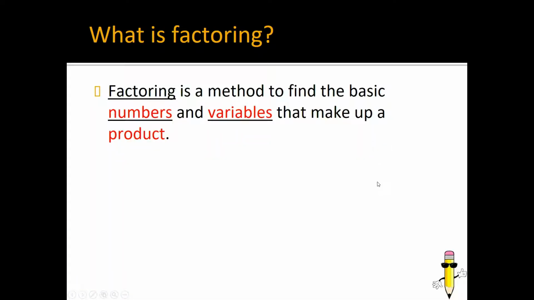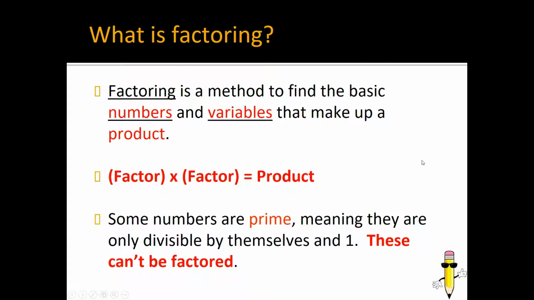So, what is factoring? Factoring is a method to find the basic numbers and variables that make up a product. So another way to look at it is you've got factor equals the product. Think of it also like binomials, so this could be a binomial times a binomial to get the final product, the final thing that we have. Some numbers are prime, meaning that they are only divisible by themselves and 1. These cannot be factored. So when we're talking about prime numbers, I just want you to go back to what some of our prime numbers are, such as 1, 5, 7, 11, and stuff like that.